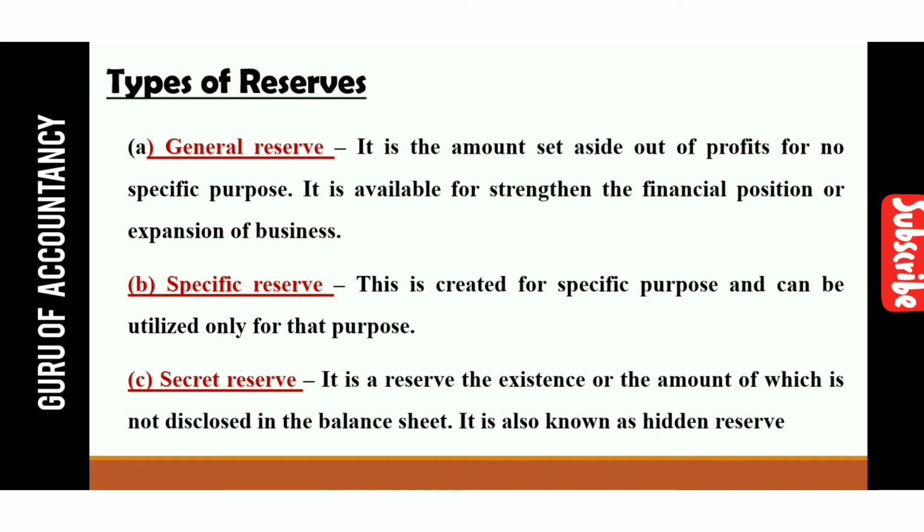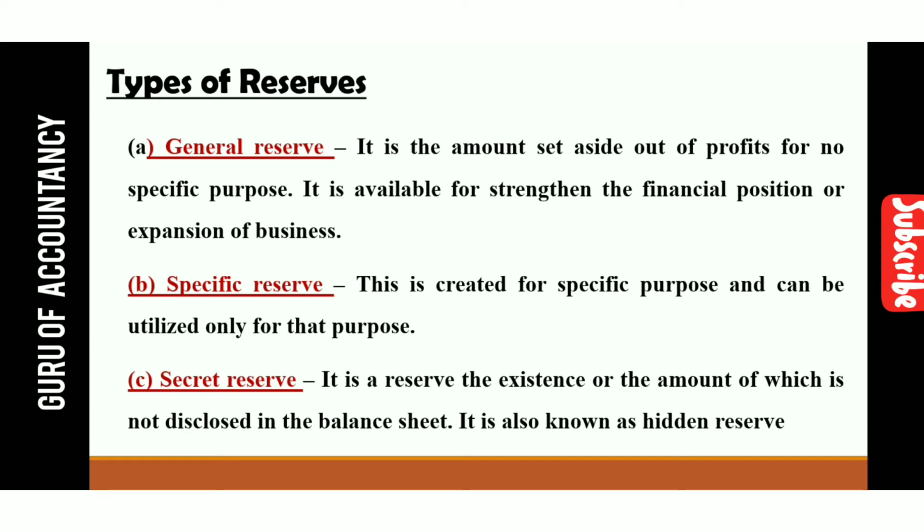The first point is general reserve. General reserve is the amount set aside out of profit for no specific purpose. It is available for strengthening the financial position of the business or for the expansion of business. So in general reserve, the purpose is not clearly mentioned. There is no specific purpose. It can be utilized for different purposes. It is also known as free reserve because it is not created for any specific purpose and can be freely used for any purpose.